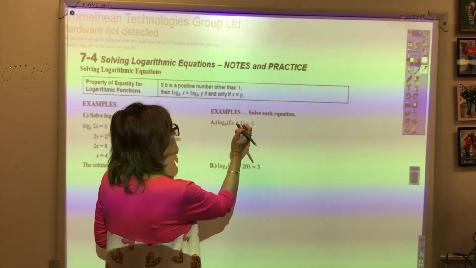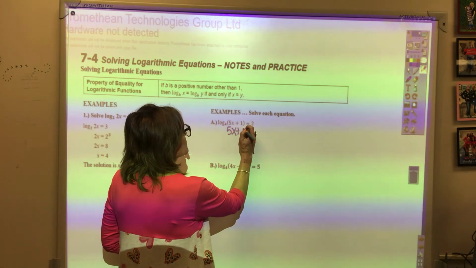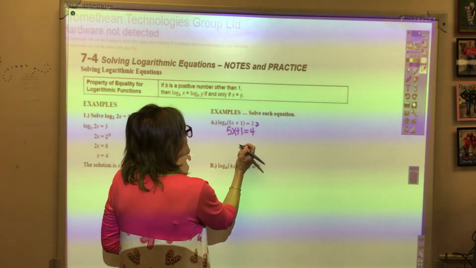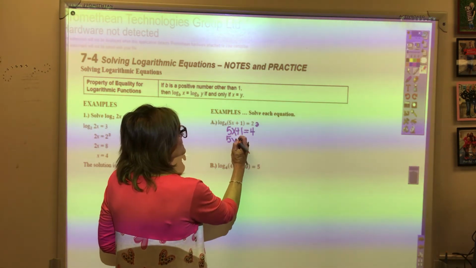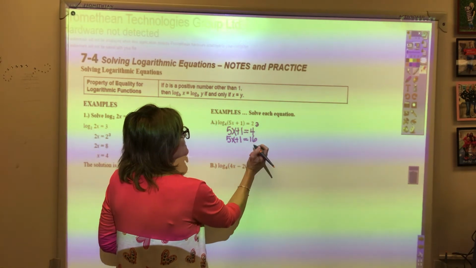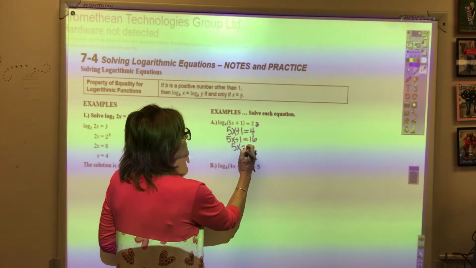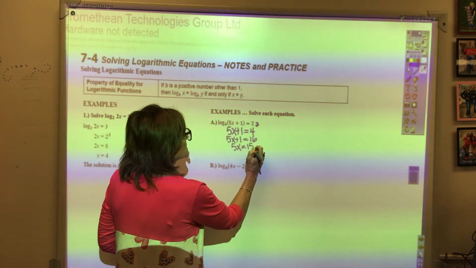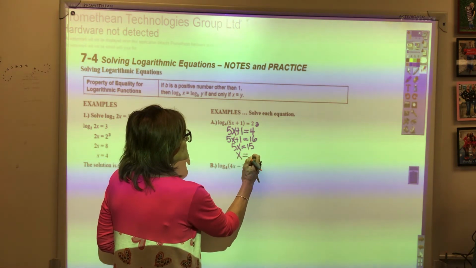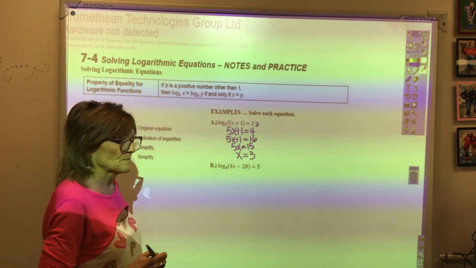So on our first example, log base 4 of 5x plus 1 is 2. I'm going to start by rewriting that as 5x plus 1 equals 4 squared. So 5x plus 1 would equal 16. Subtract 1 from both sides. 5x would equal 15. Divide both sides by 5. X would equal 3. That's all there is to it.